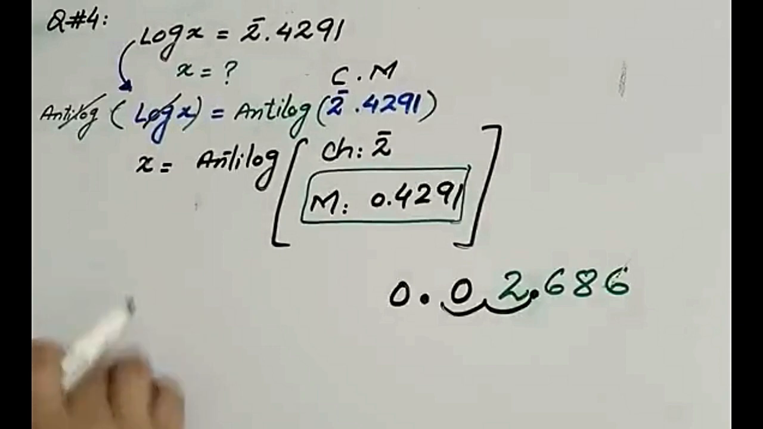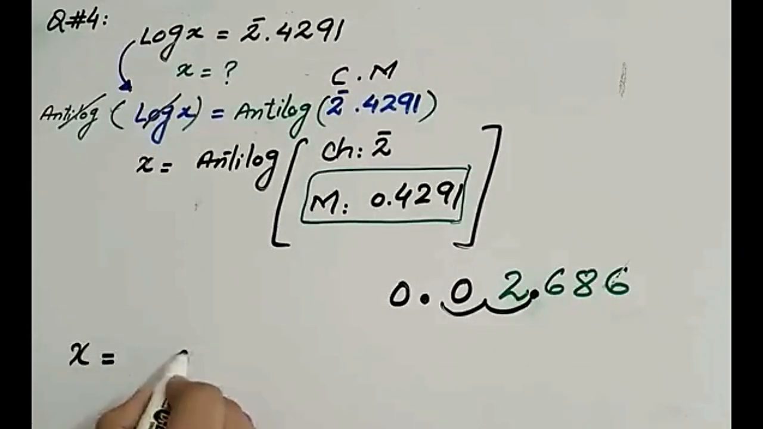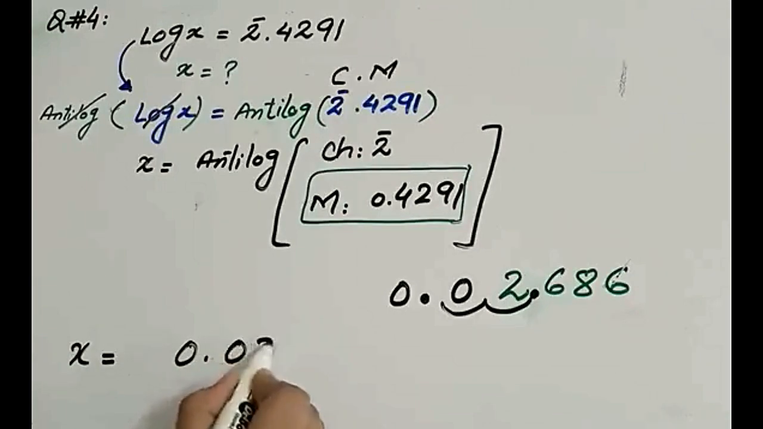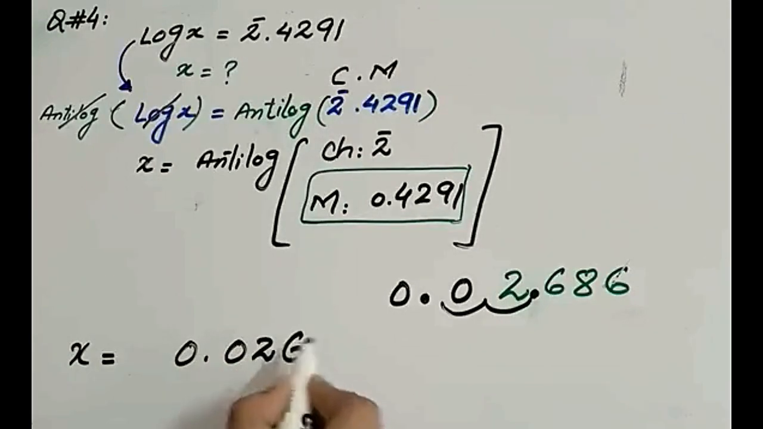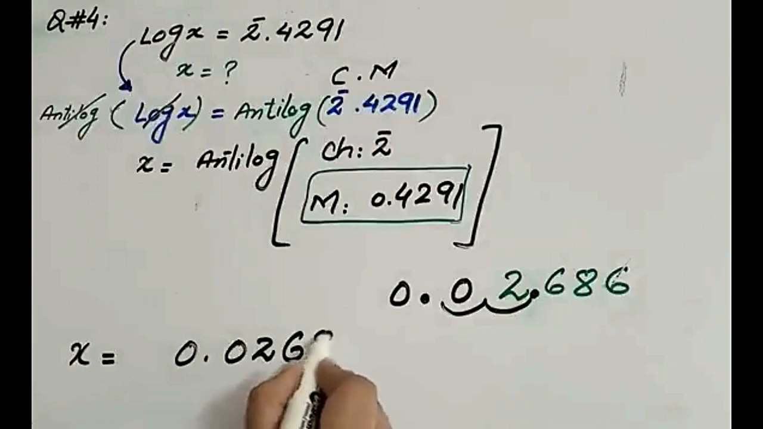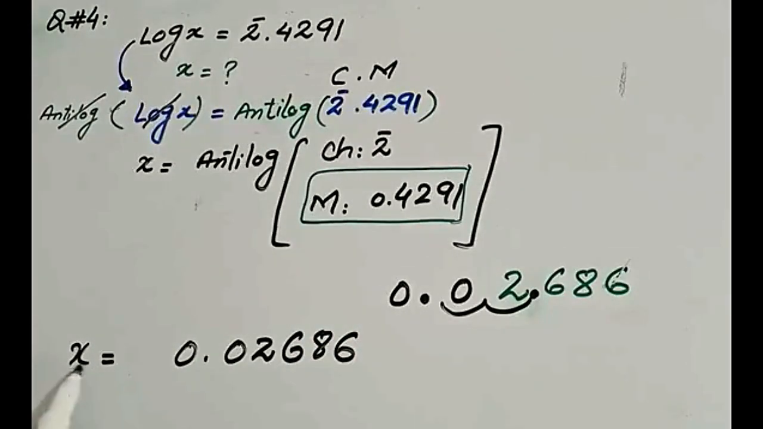So x is equal to 0.02686. Hence the option 0.02686 is the correct option.